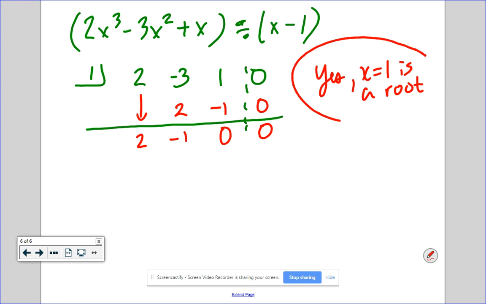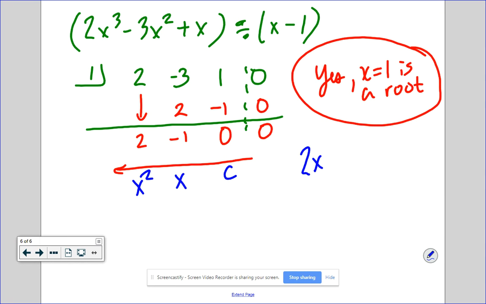How many total roots should the problem have? 3. So we found 1. So now we can just work off the depressed polynomial to find the other 2. Again, start at the remainder line and work out. Constant, x squared. So I have 2x squared minus x equals 0.